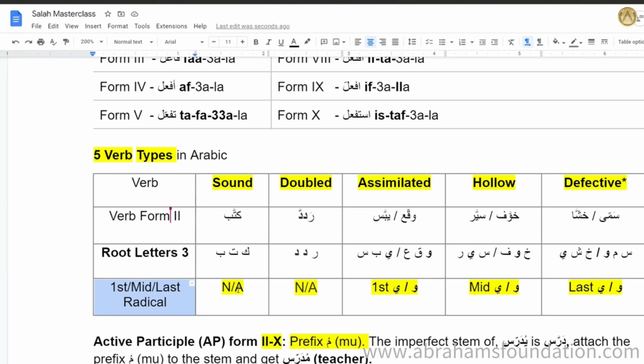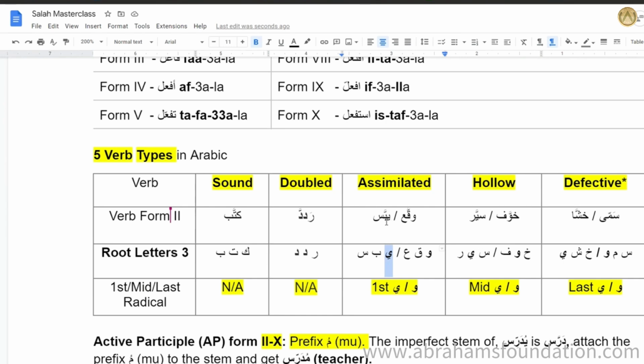Here is where it gets a little bit weird. The next one is called assimilated. This is where you have to understand. So this is easy: sound means it's just a regular 3-letter root. Easy. Second one, doubled. Well, the name says it. It's doubled. That's it. Boom. Next, assimilated. What does that mean? And here you have it. The first, middle, or last radical. So the first letter is either a waw or a ya.